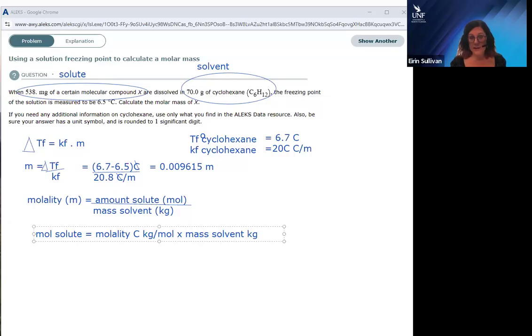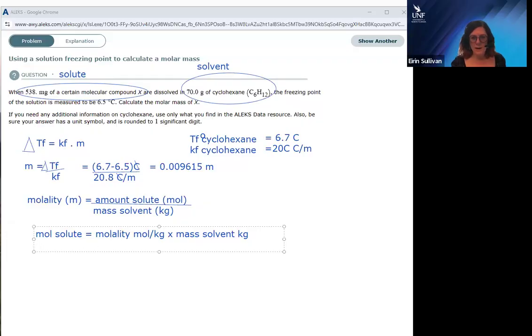So our kgs is going to cancel out, and we're going to end up with our number of moles of solute. Okay, so now the only thing we have to worry about is that the mass of our solvent was given to us in grams, 70 grams. So I would just go ahead and make sure I do a unit conversion.